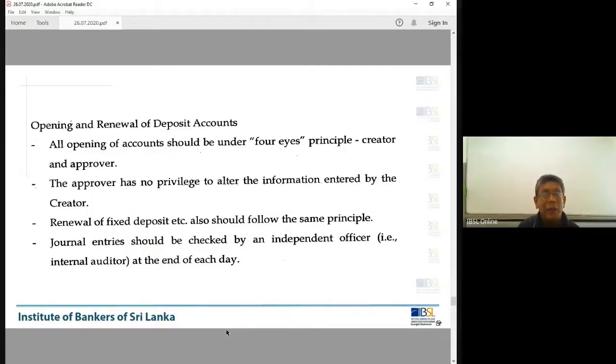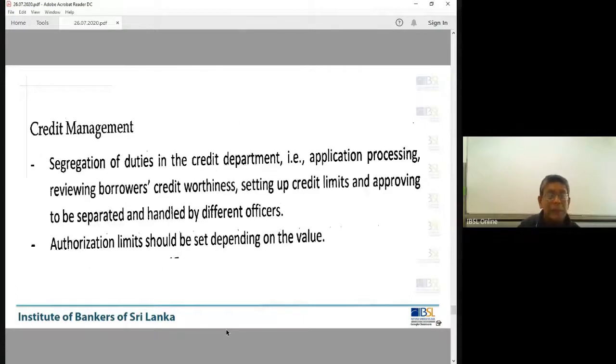Now again, when you open an account also, you give two people to sign. When you open the account, give it to another person to sign, and always have a dual control. Four-eyes principle, creator and approval. The person who opened the account is not the approver, right? So there are always two parties.